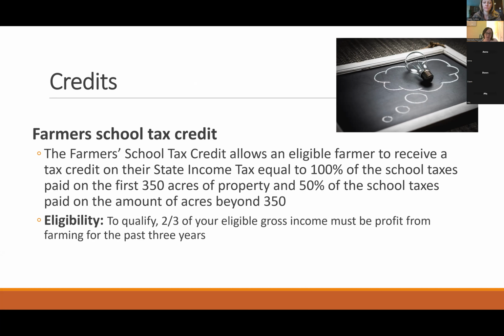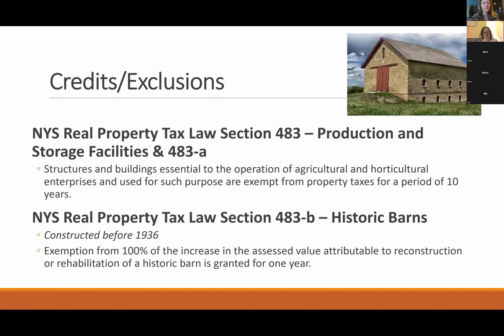So again, to be eligible for this school tax credit, the person who owns the most in your family, that income has to be from farming. Okay, so 2/3 of your income has to be from farming. But that's a nice option to not pay school tax, because my school taxes are quite a lot. So I wish I had this.